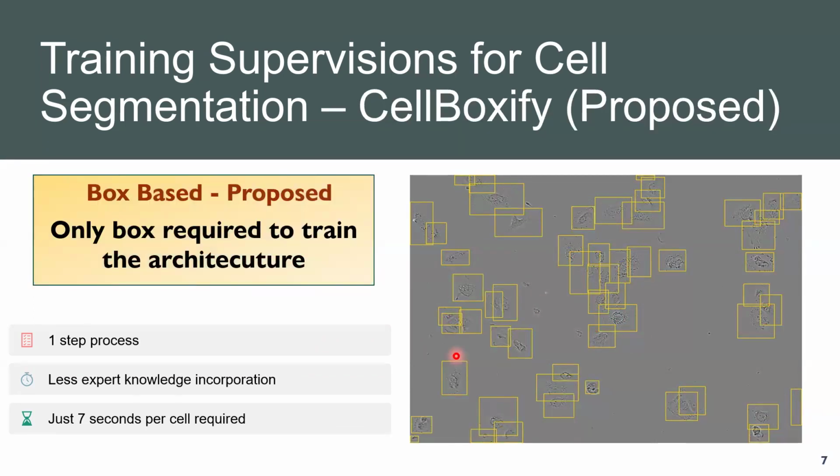So to overcome that issue, this paper proposed a pipeline called Cellboxify, which requires only bounding box based annotation, which streamlines the annotation process by a great margin, and it requires only 7 seconds per cell to annotate the data. And it significantly reduces the expert knowledge which is required and significantly cuts down the annotation time.